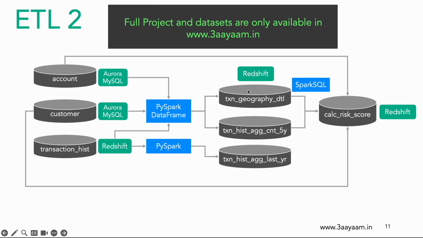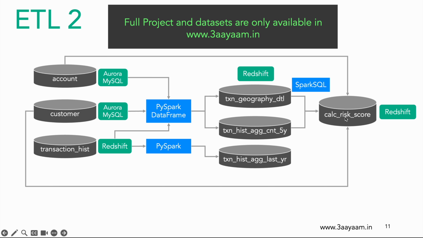So these are the 2 tables which have to be loaded from Aurora MySQL and Redshift, because there's a mix and match in both the places, and you have to use PySpark data frame to load to these tables, and all these tables would be in Redshift. Then you have transaction history aggregate last year table, which would be loaded from transaction history table. So transaction history table is also in Redshift. You'll have to read from Redshift, use PySpark, do the transformation and load it to transaction history aggregate last year table. And you can use either Spark SQL or data frame, whichever you like.